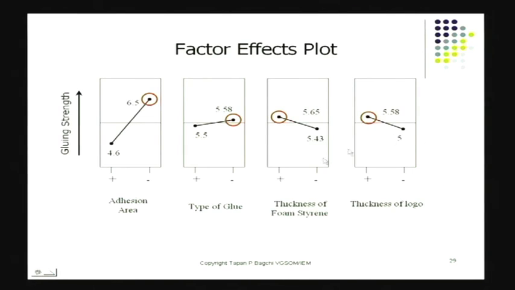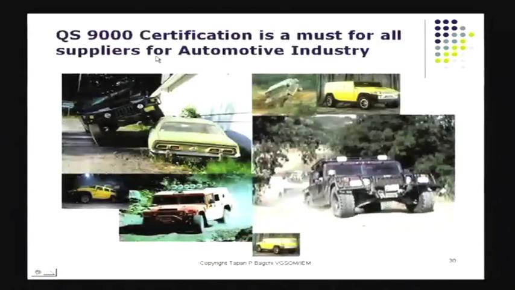And you can see very well that factors such as type of glue, thickness of foam styrene, and the thickness of the logo did not seem to matter at all when it came to gluing strength, and it seemed to be most affected by what we call adhesion area. As area was enlarged, the logo stayed on for a longer period of time, and that was one of the things they were really looking for.